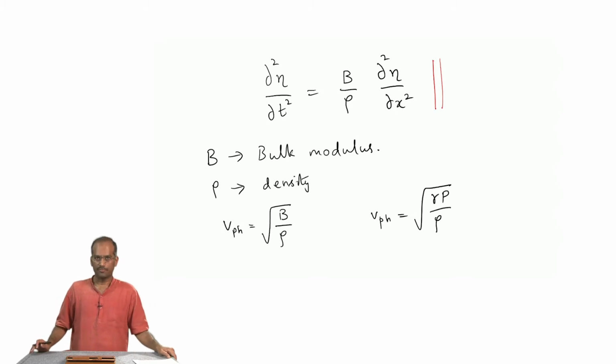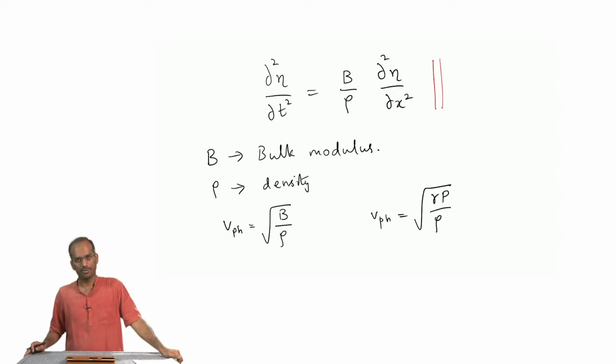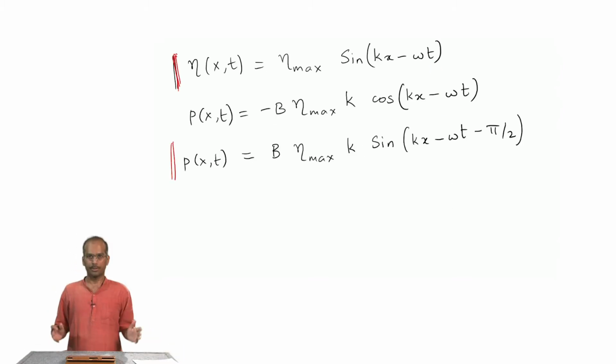And for the case of sound waves, go back to the ideal gas equations and you can replace bulk modulus and finally write an expression in terms of pressure. So, the speed of sound is square root of gamma multiplied by P divided by rho. To summarize all this together, we have eta, which is displacement as a function of time, and it is given by this solution of the wave equation.